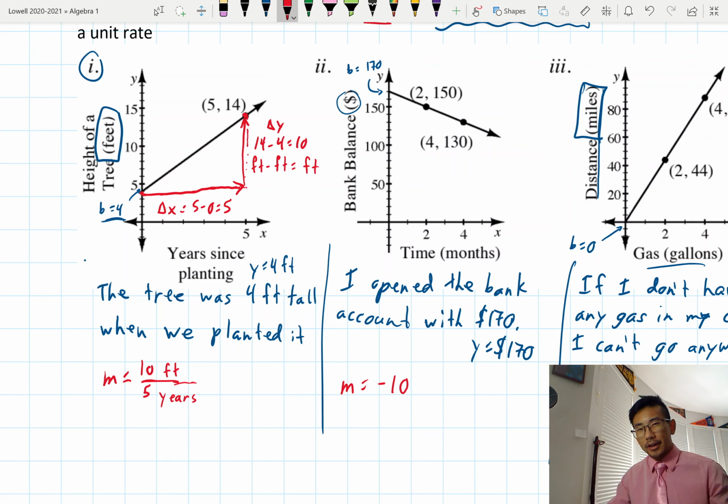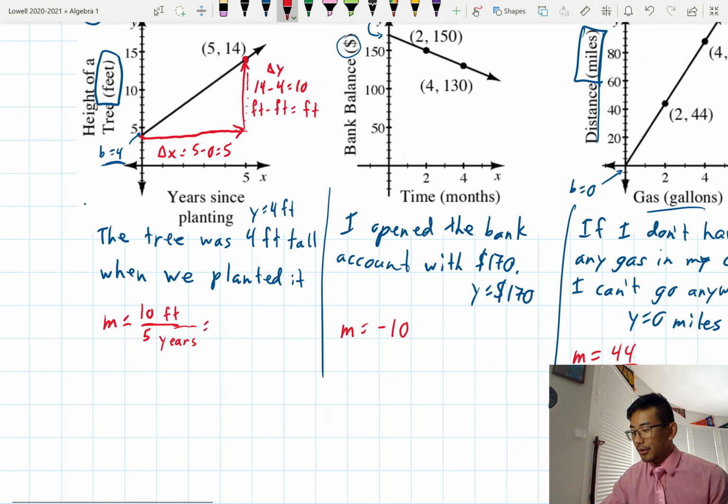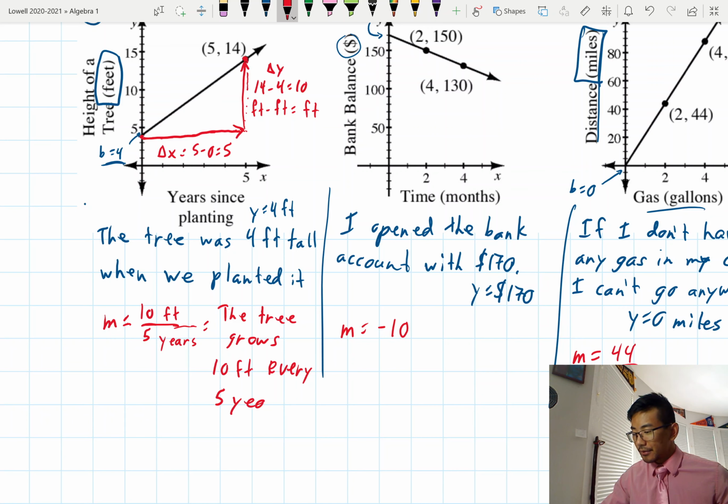So when I actually evaluate this and figure out what this means, this tells us, hey, our tree grows, how far? Well, it grows 10 feet, assuming it grows constantly. It grows 10 feet every 5 years. Now, we wouldn't really want to say that because it just seems kind of awkward.